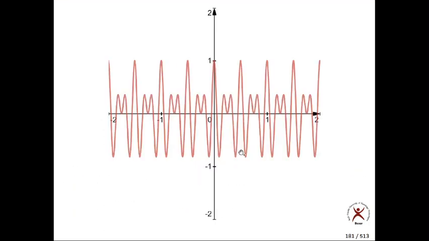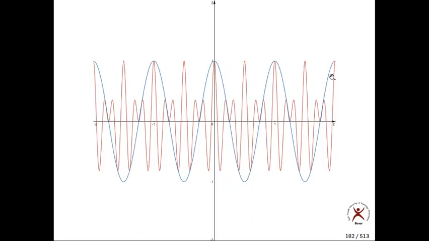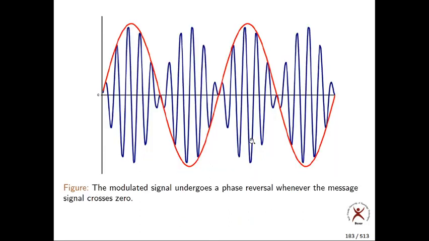So this is a simple example. Now this is the DSBSC waveform. You can observe one important thing here, which I have written here. The modulated signal undergoes a phase reversal whenever the message signal crosses 0. If you observe this waveform very clearly, this red color is the message signal.